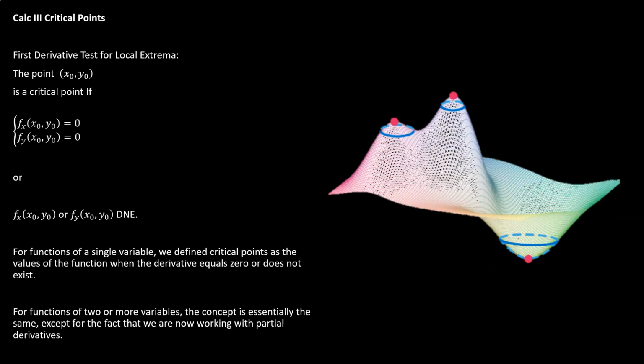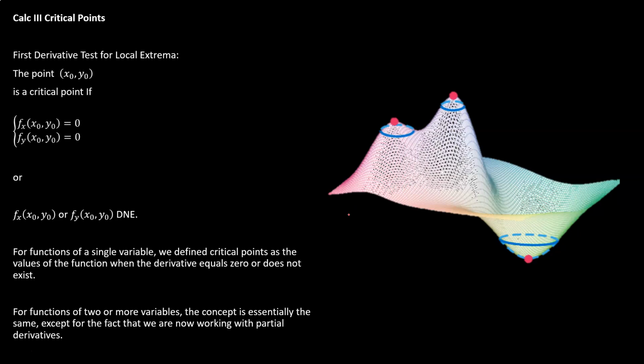For Calc 3, the idea is very similar. We will find the critical points using derivatives, but now instead of using a regular derivative like from Calc 1, we need to use our partial derivatives. So for a function of 2 variables, we would need to look at both first-order partials, set them each equal to 0, and then find our critical points from here.